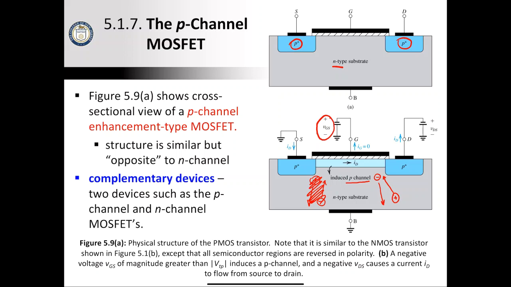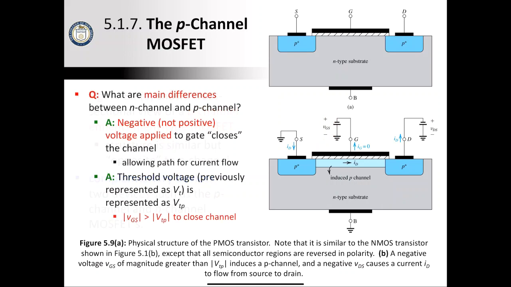And if you've ever heard the term CMOS technology, complementary MOSFET technology, that's one where both P and N type devices are being used at the same time, or on the same wafer. So what are the main differences between the N and the P channel type devices? We need to apply a negative, not a positive, voltage to the gate in order to close the channel and create a path for current to flow.